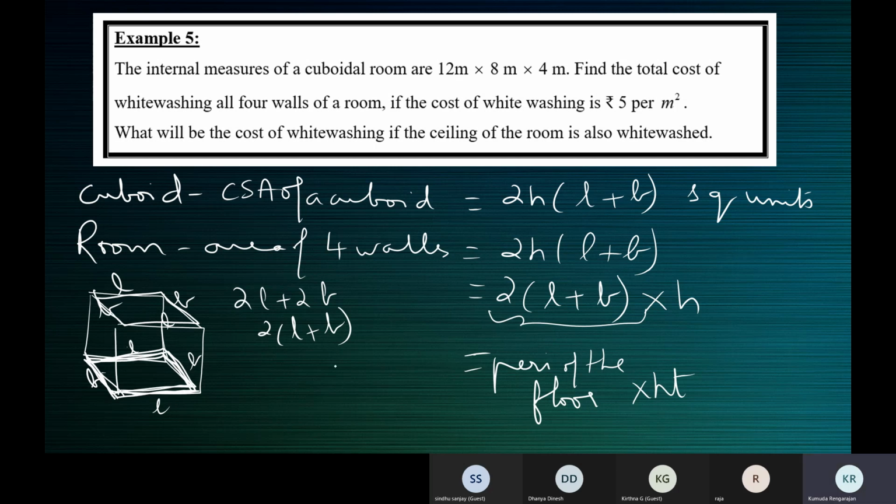So supposing you're not given the length and breadth, you're given the value of the perimeter. The perimeter of the floor of a room is 75 meters and its height is 10 meters. Find the area of 4 walls of the room. 75 into 10, 750 meters square.